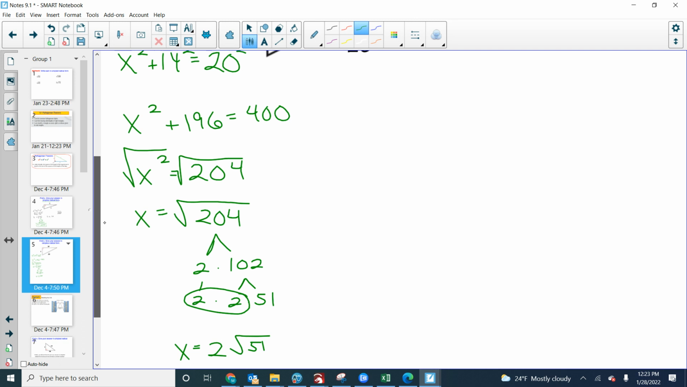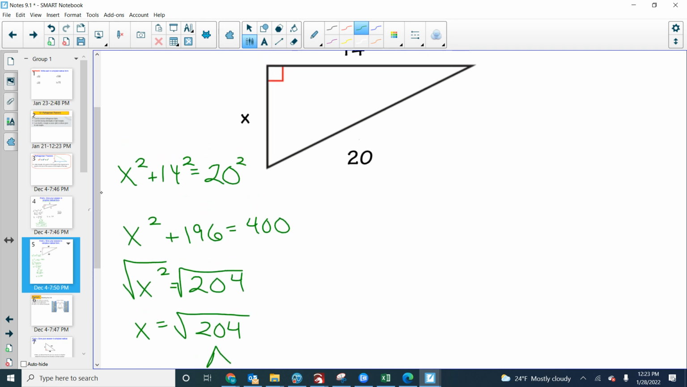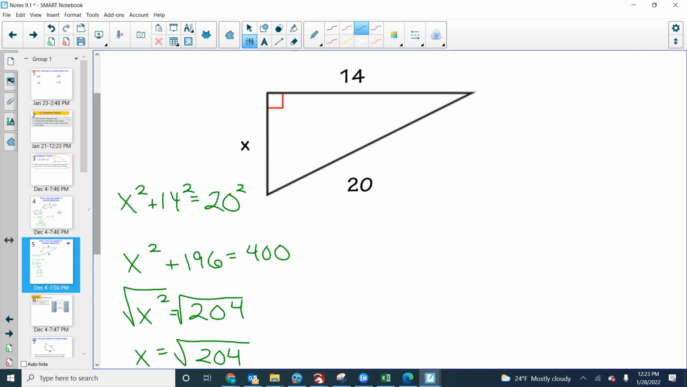Where's x? Is it the hypotenuse or is it a leg? It's a leg. So should it be less than 20? Yeah, 20 is the hypotenuse. 14.28 is less than that side. Do you see how to kind of check these? Get a ballpark.